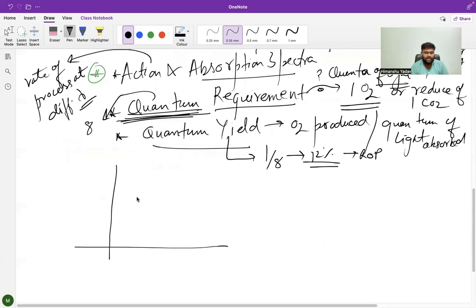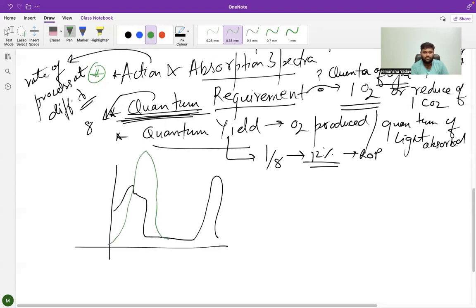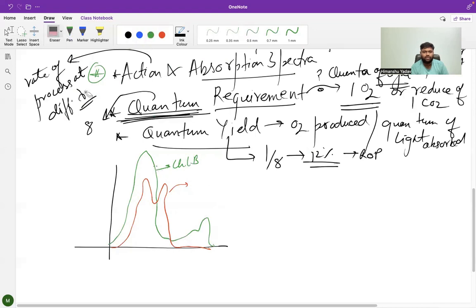okay, and you can draw like this. This is how the peaks of different pigments will be shown, which is what you have to identify. Some of the questions have been asked like this. So this one is your chlorophyll B, this one is your carotenoid. I'm sorry, this one is your carotenoids.